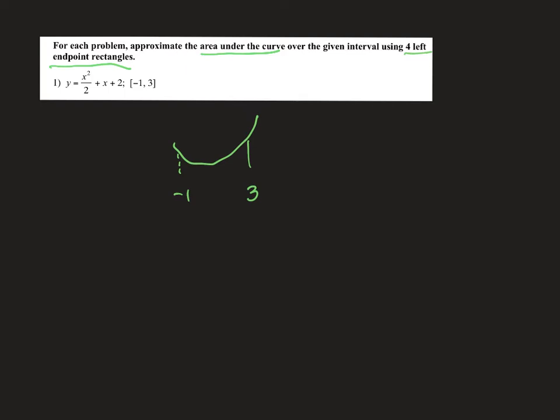What we need to do is partition this interval from negative 1 to 3. Remember, the way we do that is we figure out what delta x is. Delta x is going to be b minus a over n. So that's going to be 3 minus negative 1 over 4. 4 over 4 is 1. So we're going to basically go negative 1, 0, 1, 2, and 3 for our interval. Since we are using the left endpoint, we are going to start with negative 1, and we're not going to use 3. So the partition ends up being negative 1, 0, 1, and 2.